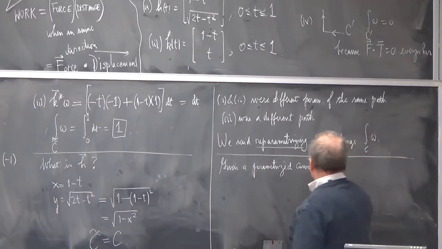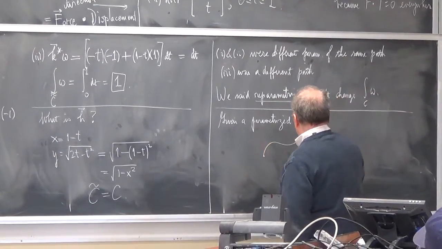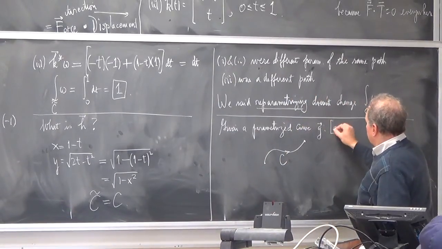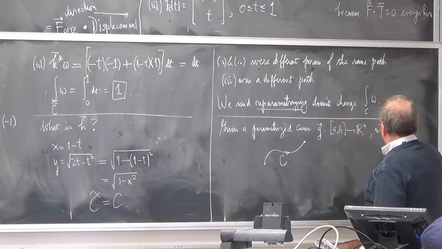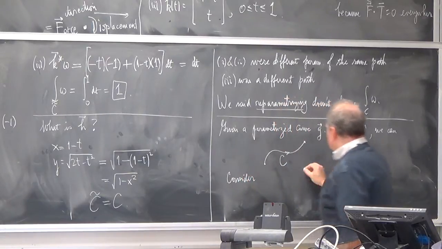All right, given a parameterized curve G, let's say it goes from here to here. We can consider what I'm going to call G minus.